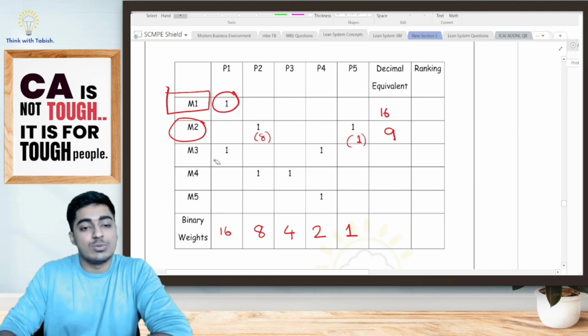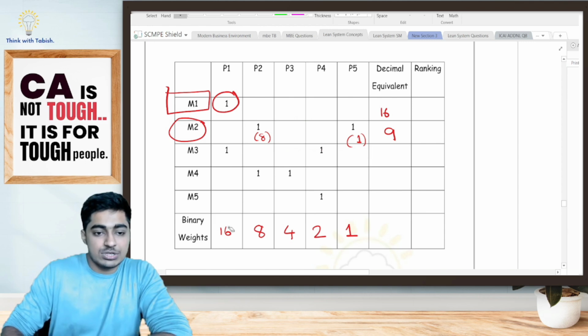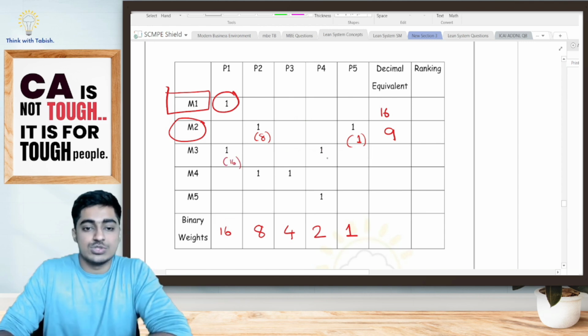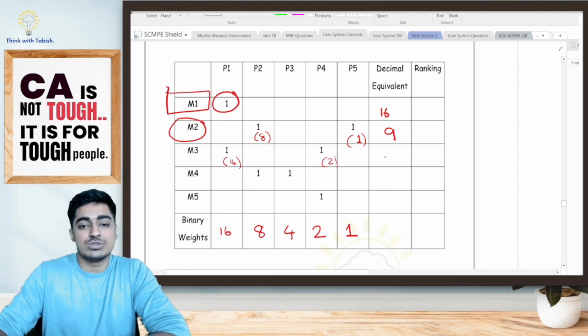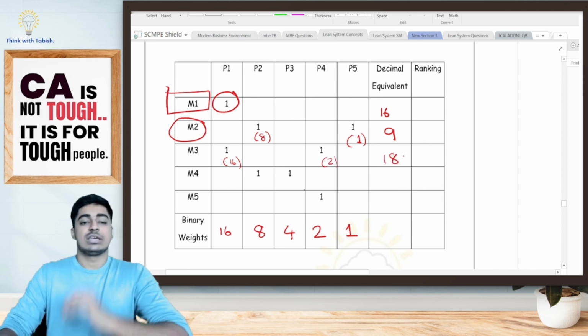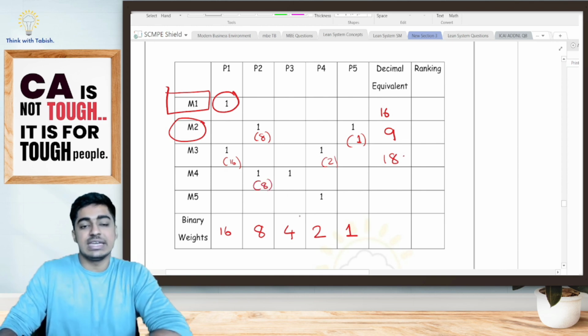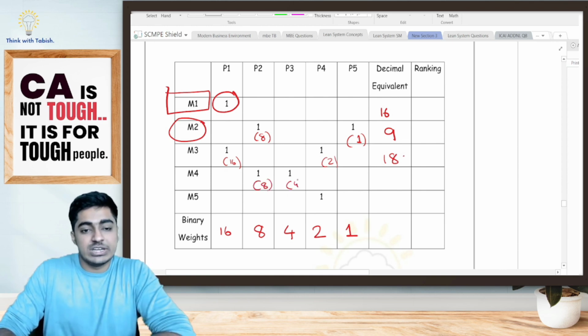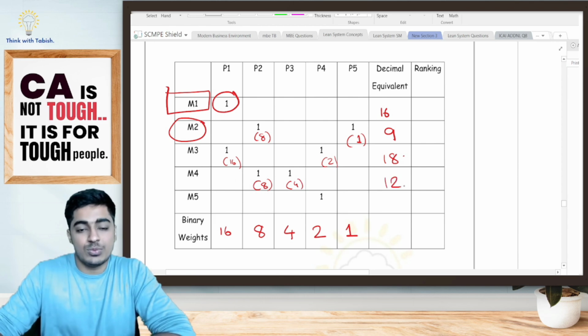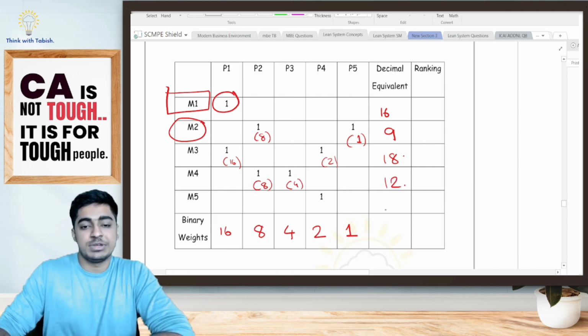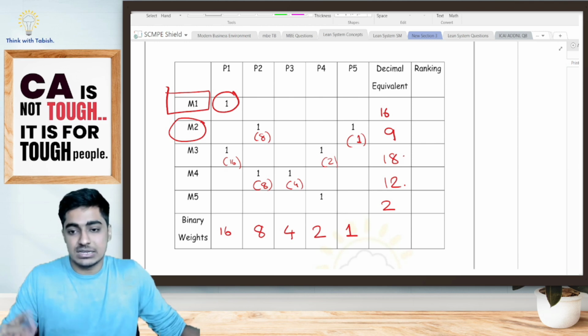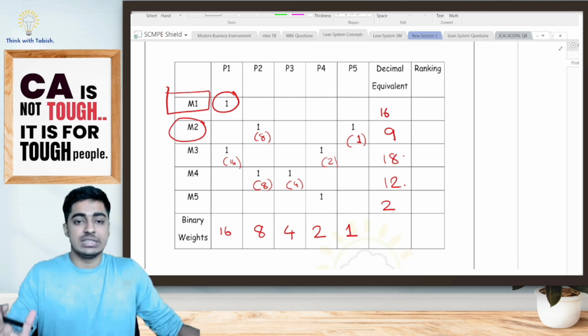Again, machine 3, what are we producing? P1, whose weight is 16. P4, whose weight is 2. So 16 plus 2 is going to be 18. Now, machine 4: I am producing P2, whose weight is 8, and P3, whose weight is 4. So 8 plus 4 is going to be 12. And here it is going to be 2. Is this clear, students? Any doubts in this one?